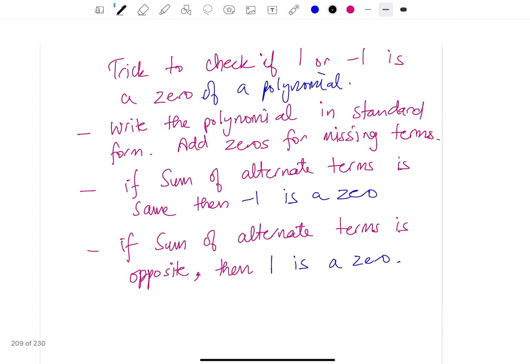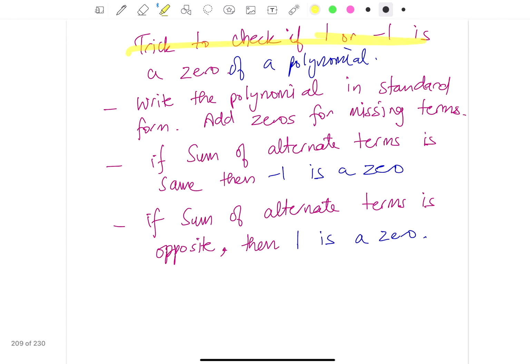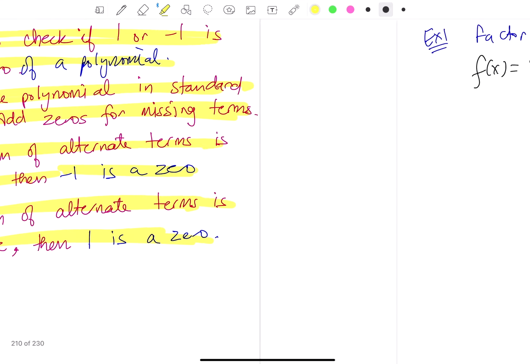Trick to check if 1 or negative 1 is a zero of a polynomial. Write the polynomial in standard form. Add zeros for any missing term. So if you have missing powers, you don't have an x squared term or you don't have an x term, add a 0 for that. If the sum of alternate terms is the same, then negative 1 is a zero. If the sum of alternate terms is opposite, then 1 is a zero.